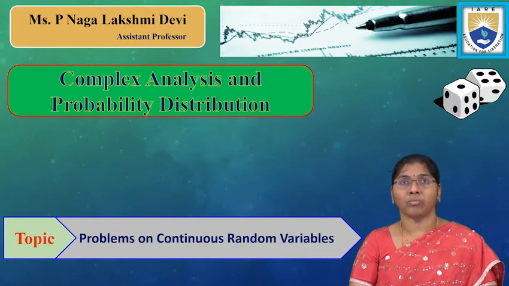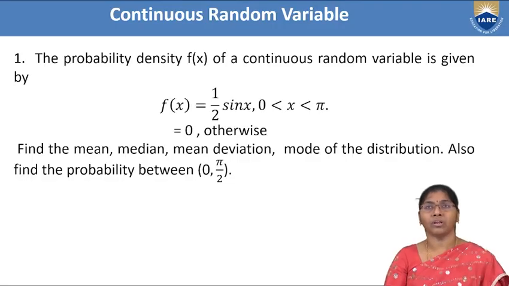Now the continuous random variable problems. The first problem: the probability density function f of x of a continuous random variable is given by f of x equal to 1 by 2 sin x, for the interval 0 less than x less than pi, and zero elsewhere. Here we are finding the mean, median, mean deviation, mode of the distribution, and also the probability between 0 and pi by 2. These are the given conditions.